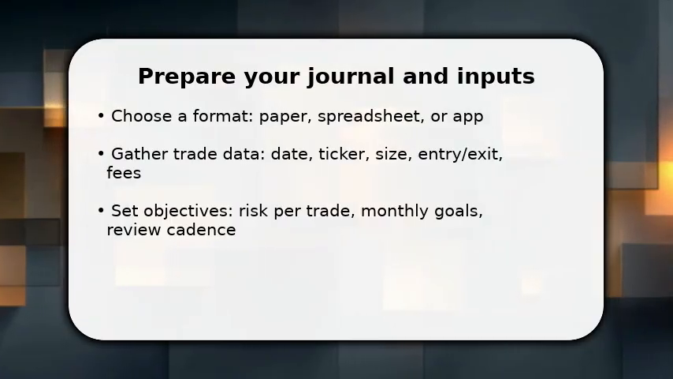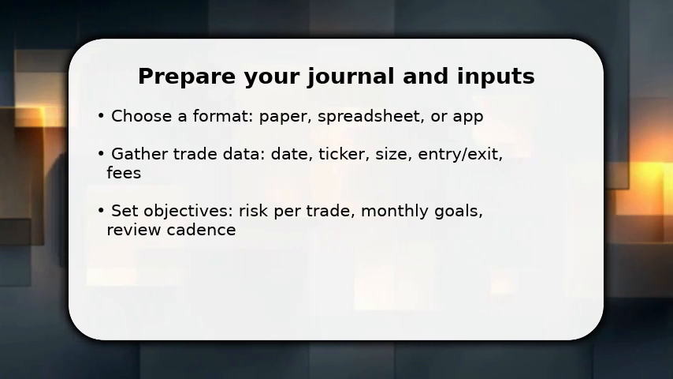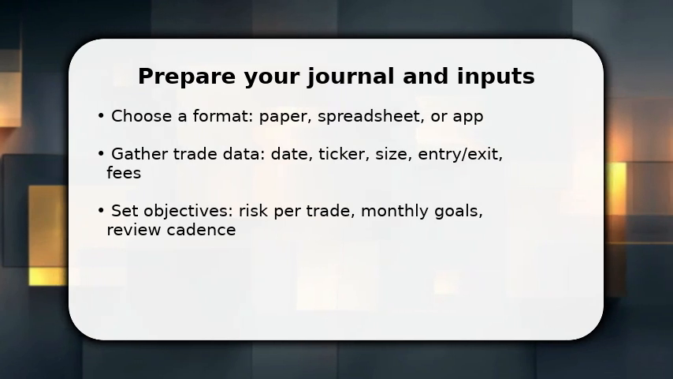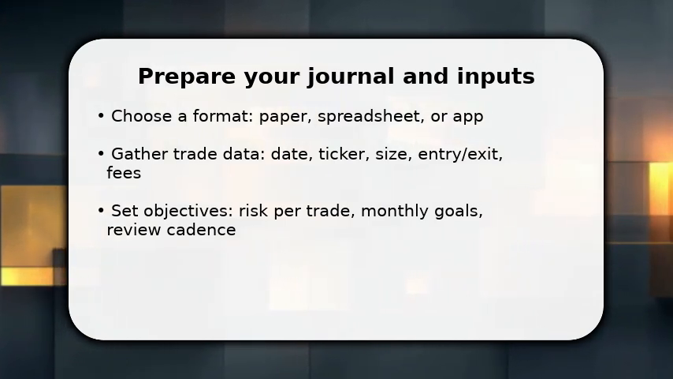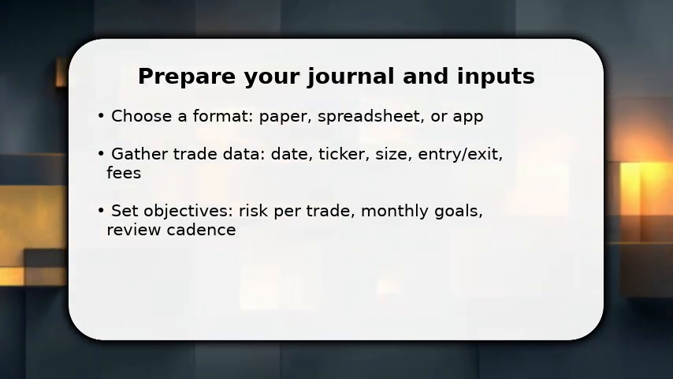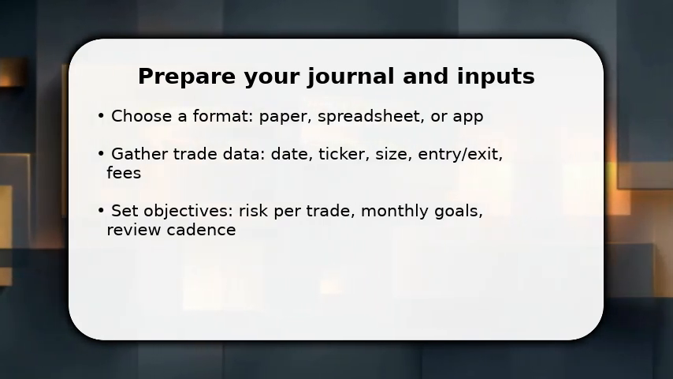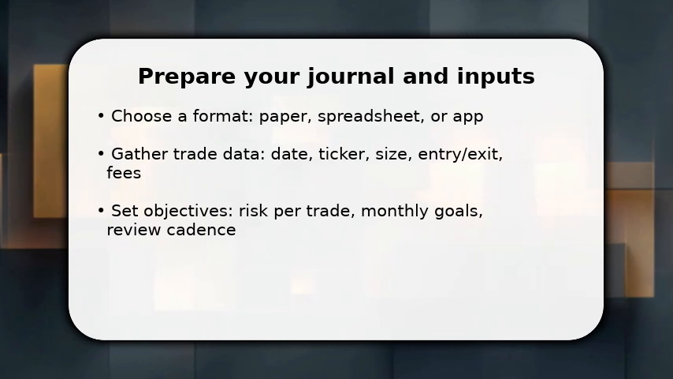You start by choosing where you'll keep records and why that format helps you. Use a spreadsheet for formulas, paper for reflection, or an app for mobile syncing. Once chosen, input last 3 trades so you have structure to follow. Record date, ticker, size, entry, exit, fees, and trade rationale.